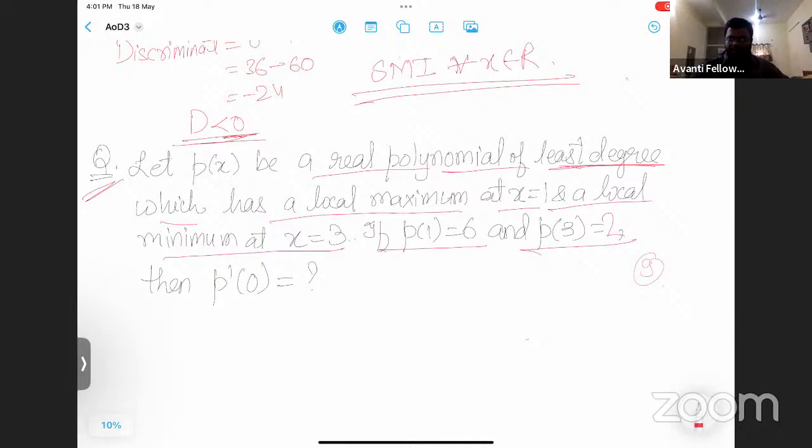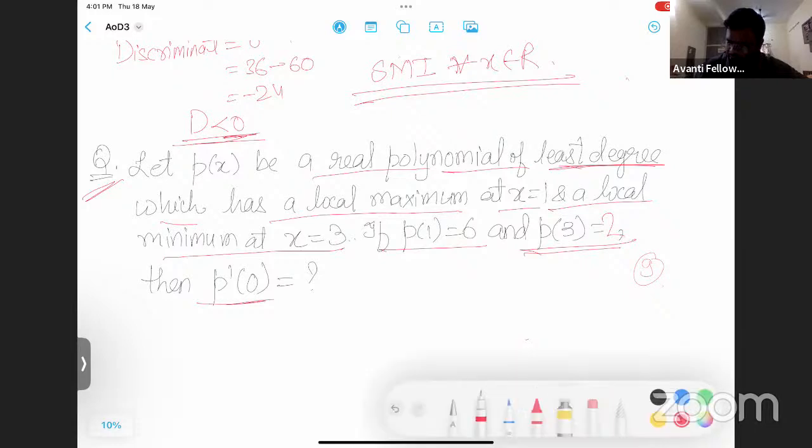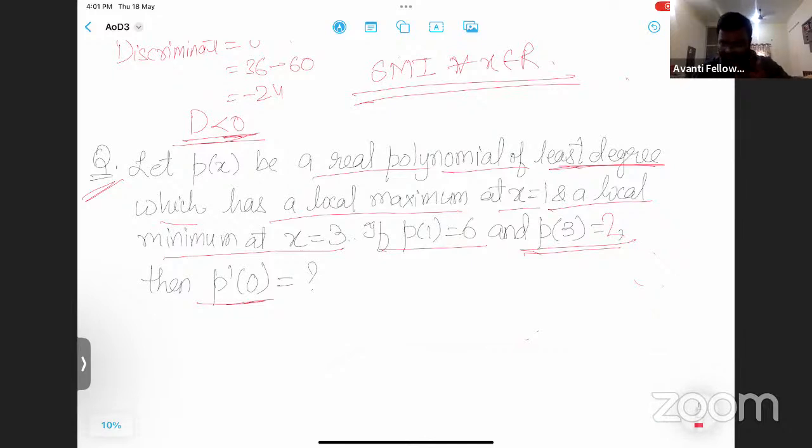Okay. So we are given P of 1 is equal to 6 and P of 3 is equal to 10, and we are asked P dash 0, the value of P dash 0. Okay. So we'll solve. So now the thing is, here it is given has a local maxima at x equal to 1, local minima at x is equal to 3, and the function is a polynomial of least degree, which means no roots are being repeated. So we'll simply write f dash x is equal to say some k times (x minus 1)(x minus 3).